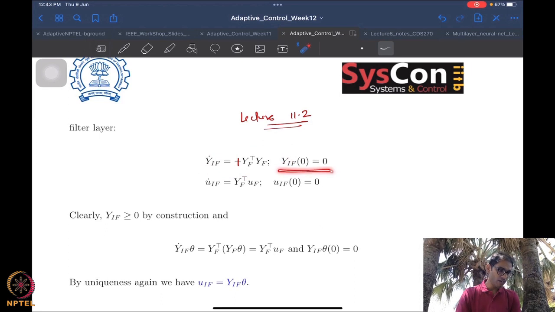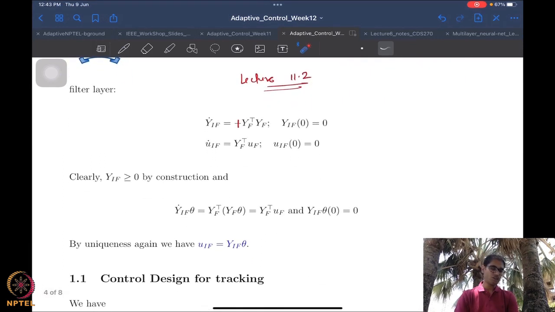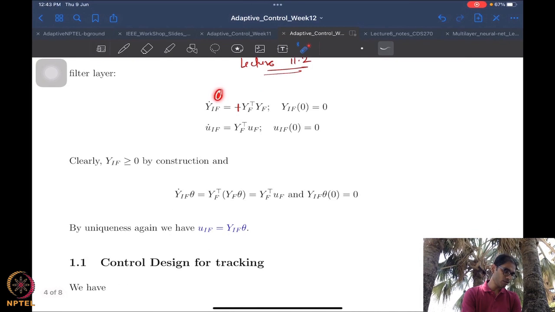By construction, this is positive semi-definite, because you start with a zero matrix and then you just keep adding a non-negative definite symmetric matrix as the derivative, and therefore you of course have positive semi-definite yif. We do a similar exercise. Now we try to come up with the equation in terms of the yifs and the uifs, that is, in terms of the second layer filtered variables. And in order to do that, I as usual multiply both sides here by theta.